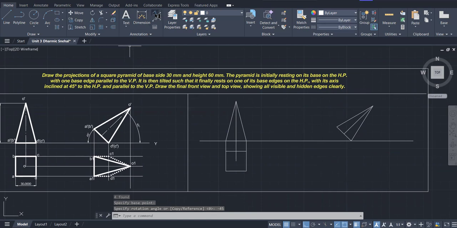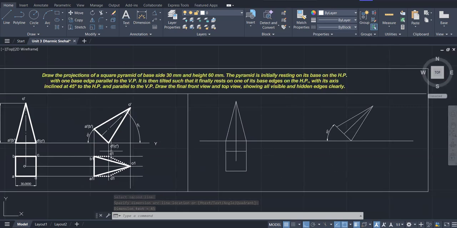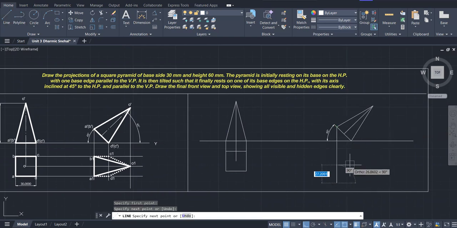Now for knowing the angle, go to dimensions, and in the dimensions, choose angular dimension. Now select both these lines. We can see this is 45 degrees, as mentioned in the question. Now draw the projections, lines downwards from this shape. And from the square also draw the projections.